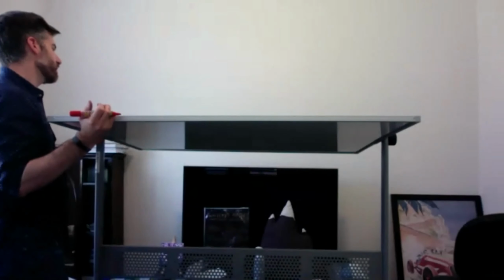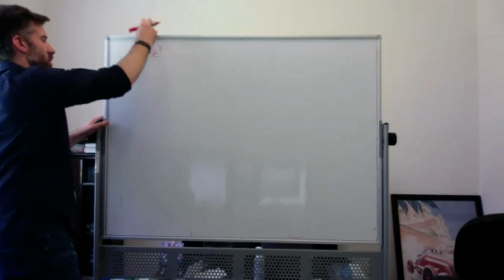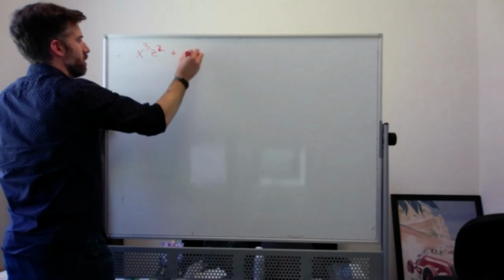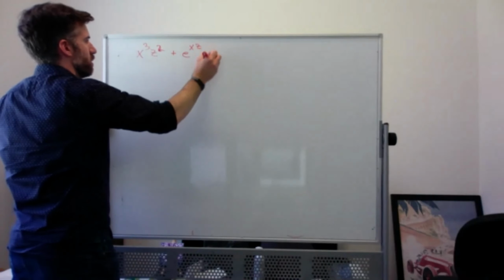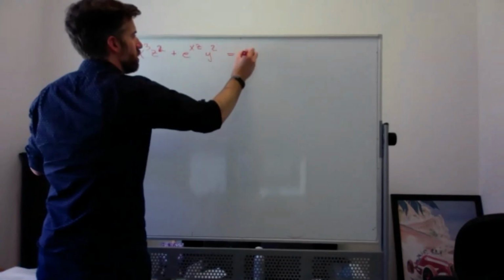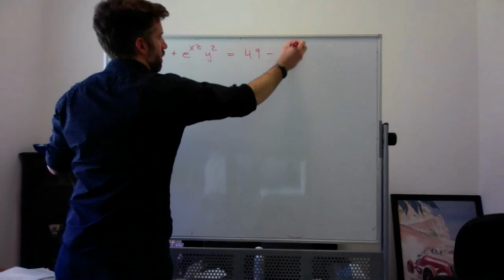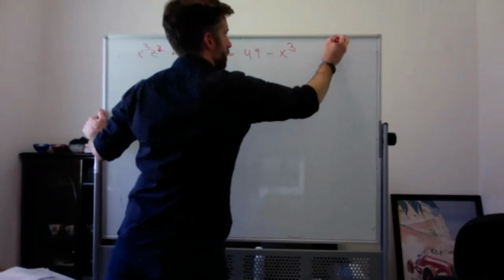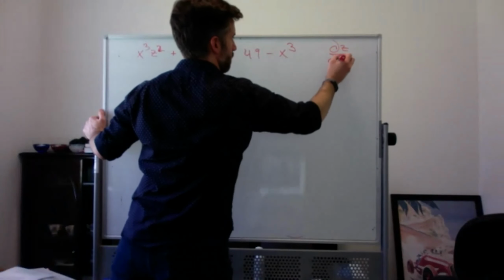Let's see. So my function was x cubed z squared plus e to the x z y squared equal to 49 minus x cubed. And now we're going to differentiate with respect to x, right? So we're trying to find del z, del x.